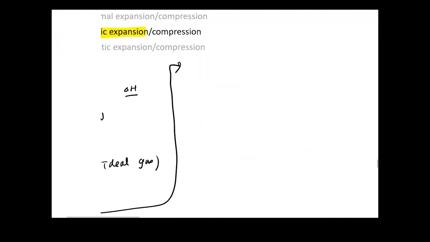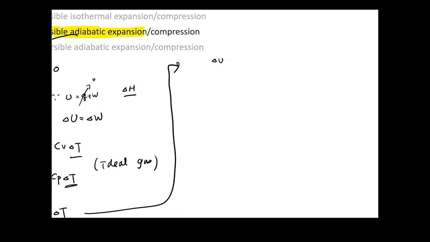So far what you know is that your delta U is going to equal your delta W. We know delta U can be calculated from Cv dT. And for your work, we know it's negative P external dV under a reversible process. This can be written as negative P dV. You also know that we have an ideal gas, so we can write this as negative RT over V dV.